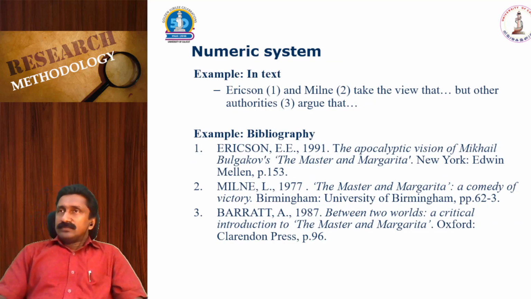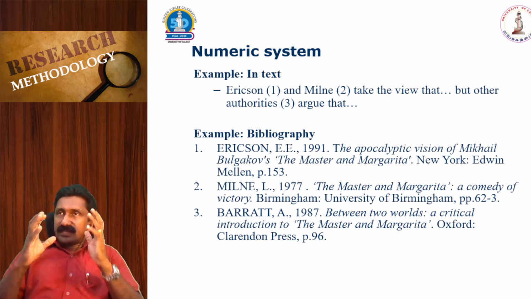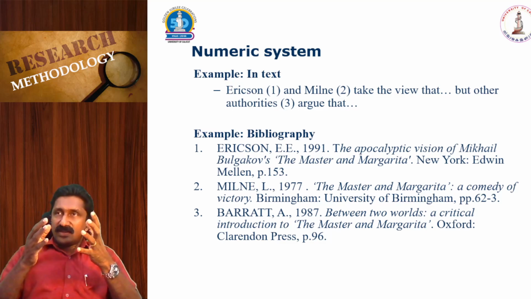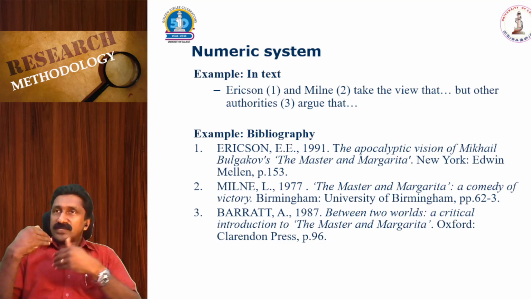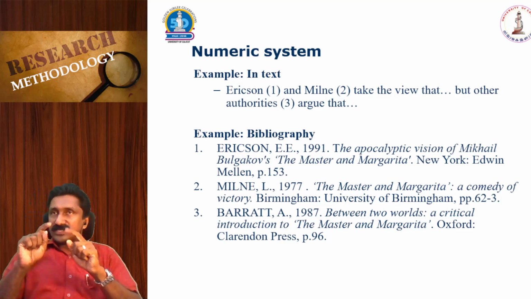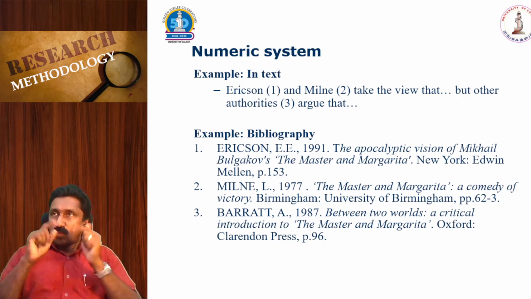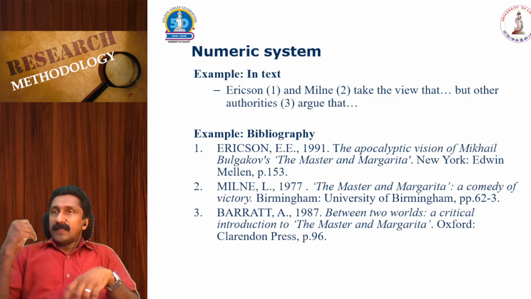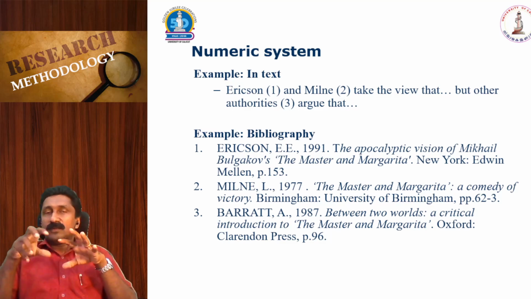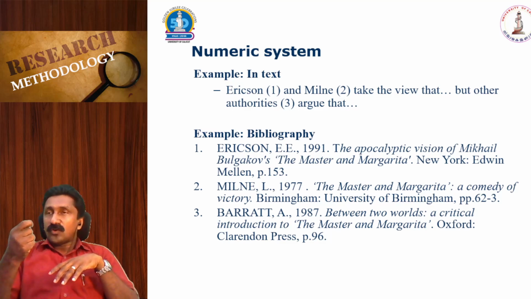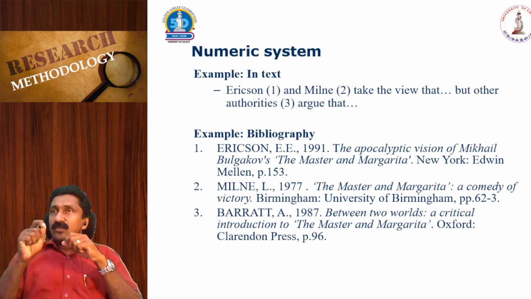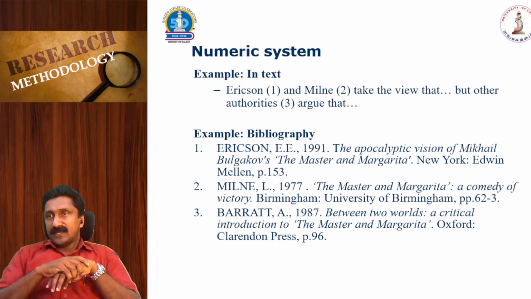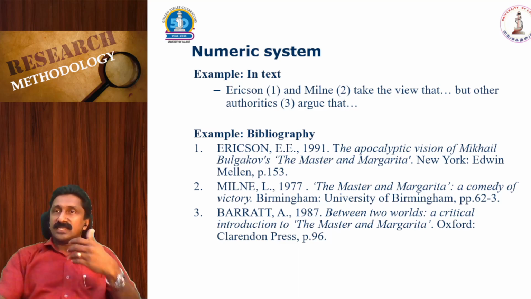Now, in the numeric system, you will write the text part, and each citation will be written in the order of appearance. For example, the first cited reference will be marked with the number 1, and the second cited reference will be marked with the number 2. In that case, the end reference part will be arranged in the order of appearance of references, with 1, 2, and 3. This is the numeric style, or as I mentioned, the number system.